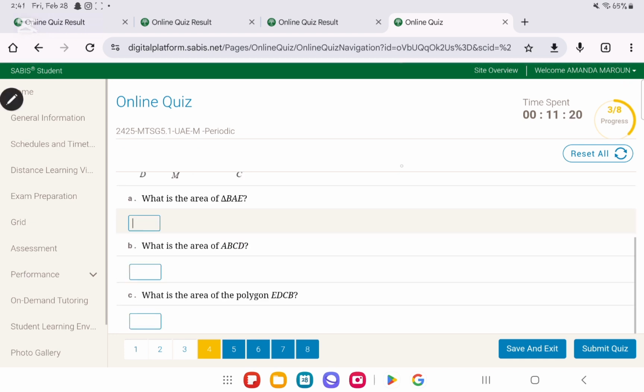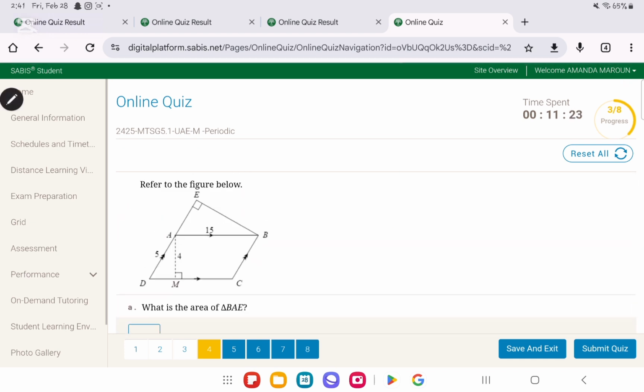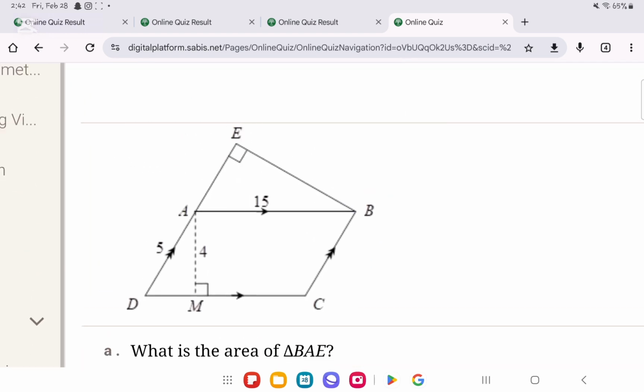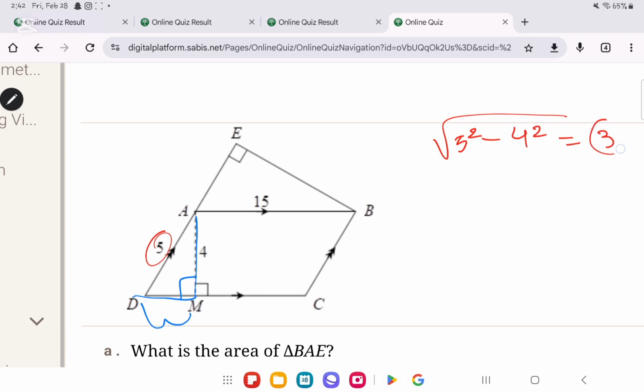We move on to question number 4. Question number 4 has 3 parts. So in the first part, they want us to find the area of BAE. Very simply, we can start dealing with similar triangles. This is a right triangle. So to find the value of DM, we are going to apply Pythagoras theorem. So it's going to be hypotenuse squared minus side squared. You are going to get that the answer is going to be 3.